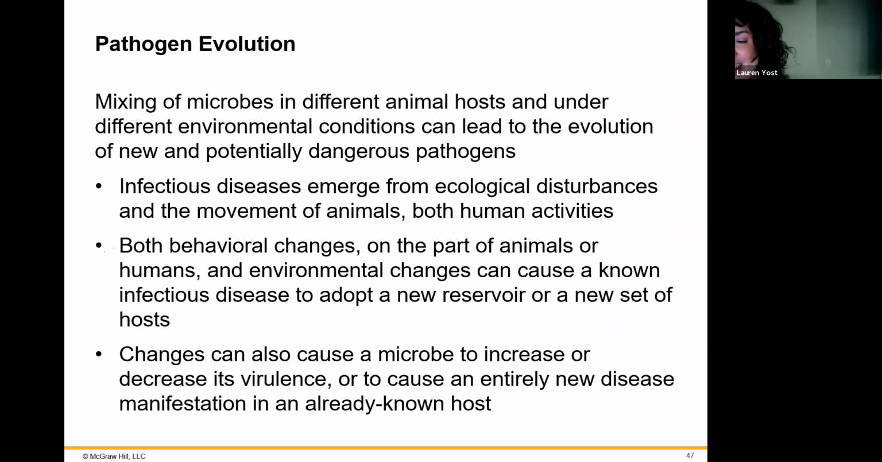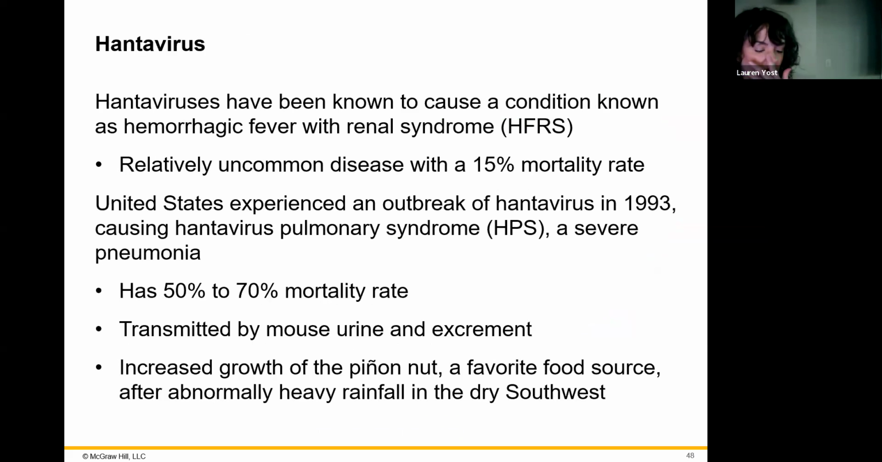Pathogen evolution. I don't really know what to say about this. It's just changing over time. So let's talk about some of the diseases that it's going to bring up.